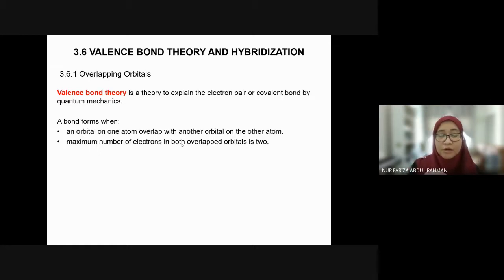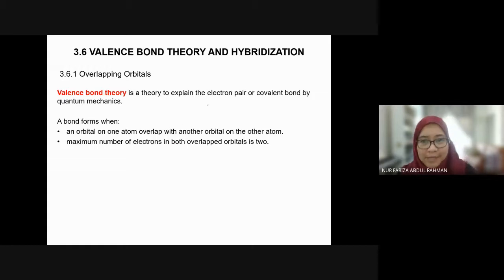Valence we know. It can be valence electron, it can also be valence shell. Basically, it's the outermost shell or outermost electrons. So that is valence. Bond means the electron sharing. So it involves valence shell and valence electron. That's why valence bond theory. So the bond is formed by valence electron and also valence shell.